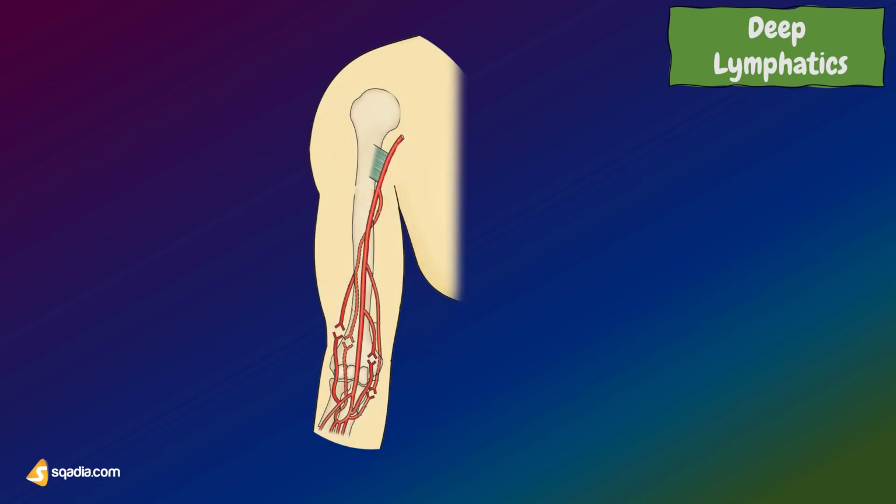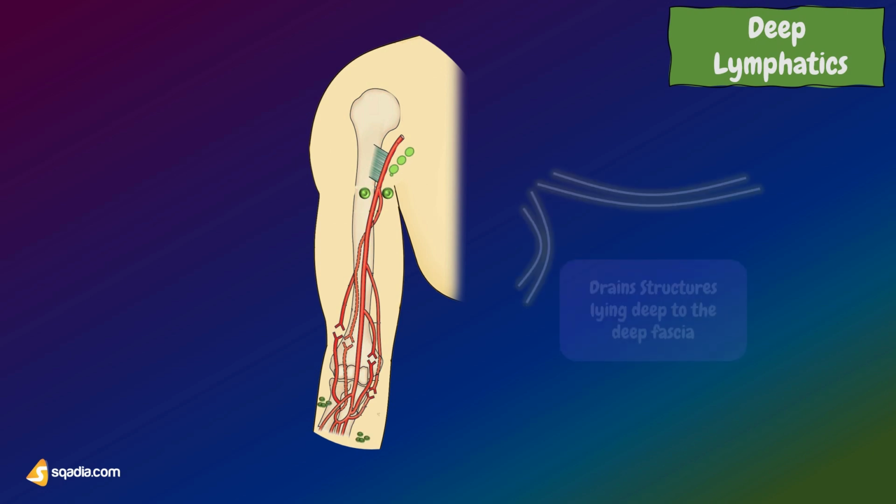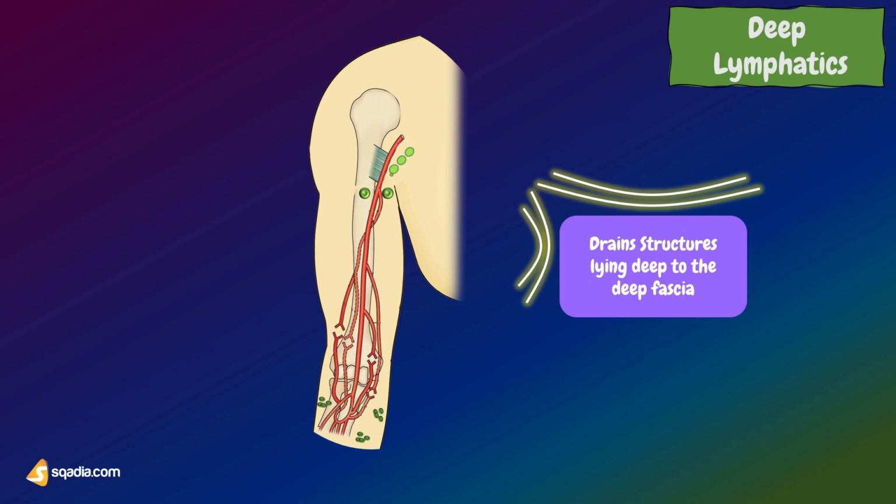The deep lymphatics are much less numerous than superficial lymphatics. They drain structures lying deep to the deep fascia. They run along the main blood vessels of the limb and end in the axillary nodes. Some of the lymph may pass through the deep lymph nodes present along the axillary vein, as mentioned above.